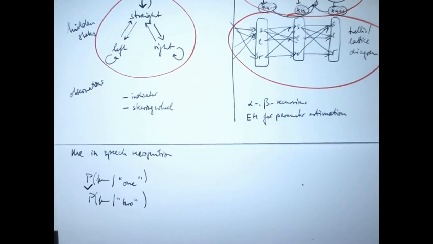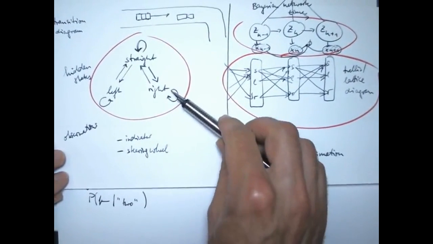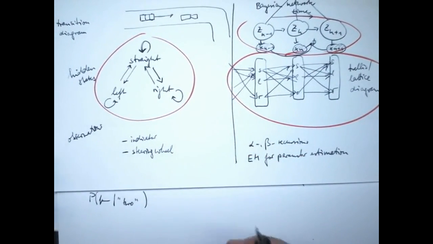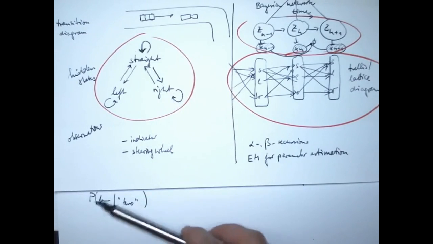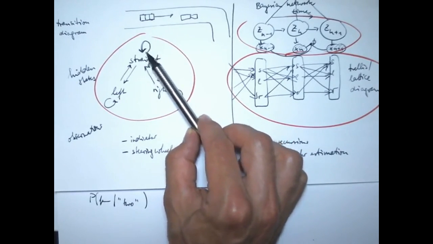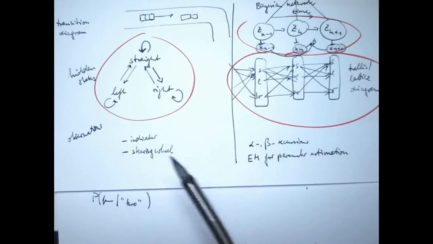And also in speech recognition, by the way, this is where these arrows are important, because some people speak very quickly, others speak slowly. But you want to be able to use the same model. And this is why you can allow the model to stay in the same, let's say, phoneme for an extended amount of time if necessary.